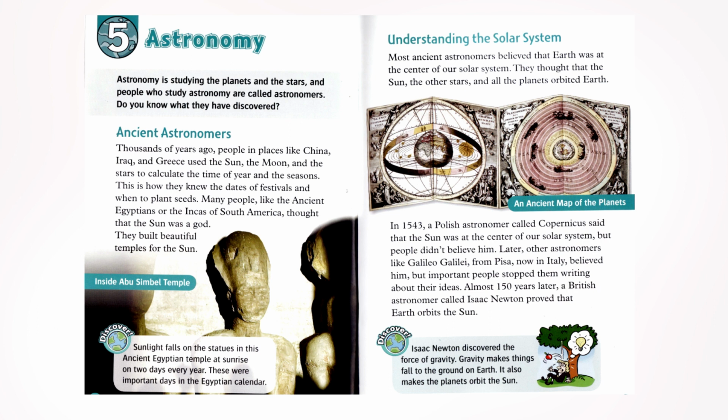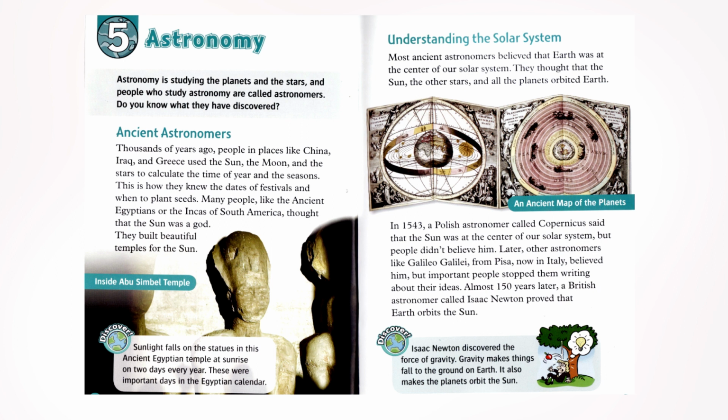Understanding the solar system. Most ancient astronomers believed that Earth was at the center of our solar system. They thought that the sun, the other stars, and all the planets orbited Earth. In 1543, a Polish astronomer called Copernicus said that the sun was at the center of our solar system, but people didn't believe him.